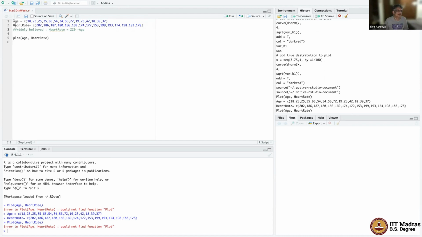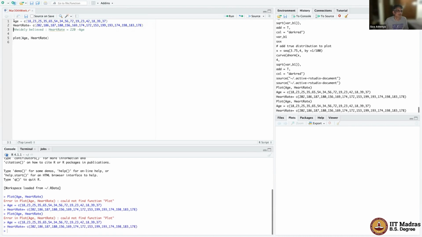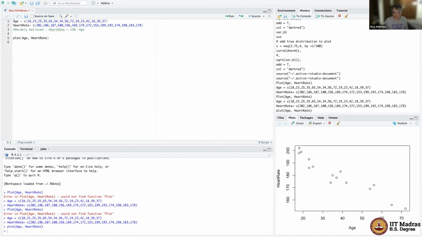Age, heart rate, Plot. Very good. It's a plot, right? You can just check. It's a decreasing line. So at least the slope may be -1. We don't know if it was -1, but definitely it seems like a decreasing line.